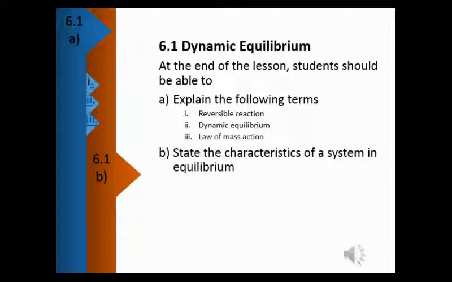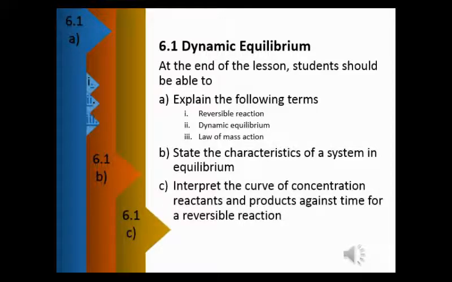In Objective 6.1b, at the end of the lesson, students should be able to state the characteristics of a system in an equilibrium system. And lastly, 6.1c, at the end of the lesson, students should be able to interpret the curve of concentration, reactants and products against time for a reversible reaction.